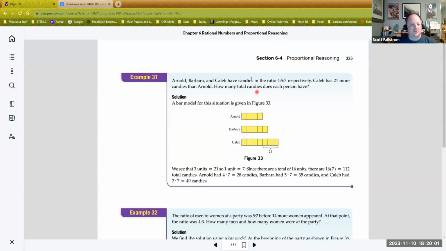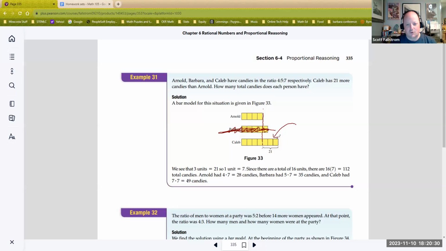And again, here's one with a triple ratio. A, B, C: Arnold, Barbara, and Caleb have candies in the 4, 5, 7 ratio. And if you look at it, Caleb has 21 more candies than Arnold. But if you draw the picture out, I think it does help at times to say, wait, here's Arnold. So in a sense, forget about Barbara just for a minute, right? Thank you, Barbara. But here's the line and say, okay, these are the parts that are the same.